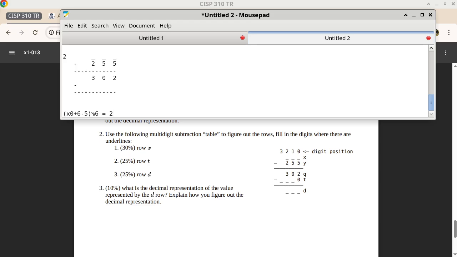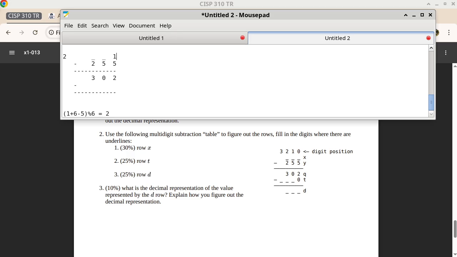So let's say x0 is a 1. 1 plus 6 is a 7. 7 minus 5 is a 2. 2 mod 6 is a 2. Got it. Is that okay? Let me put it in first. So we'll just say that when x0 is a 1, it solves the problem. So this is a 1. Do we have any questions about this?